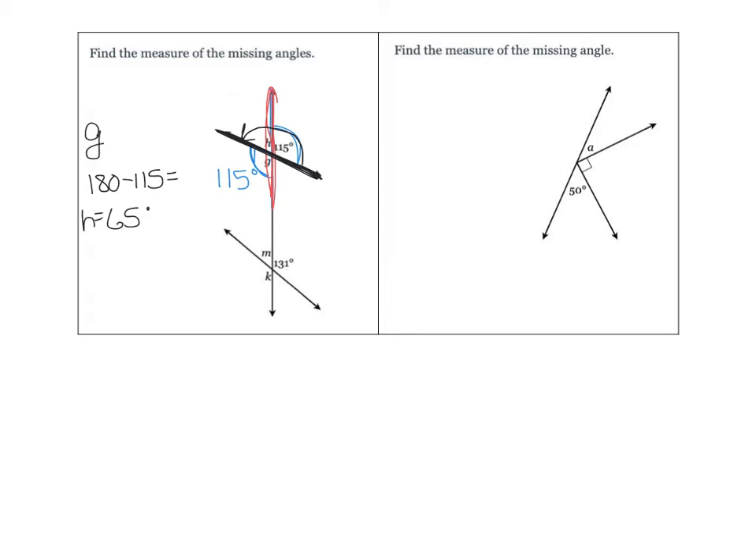So far we have that G is 115, H is 65, and we're going to be doing something in the next lesson where we talk about something called transversals with parallel lines.